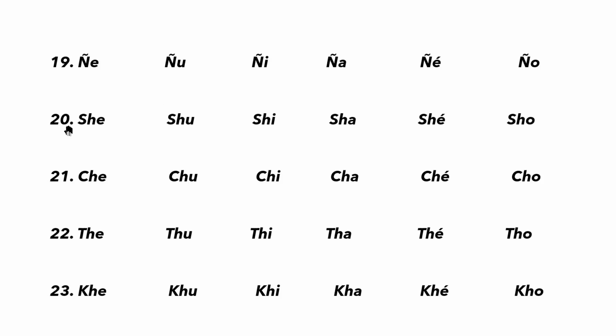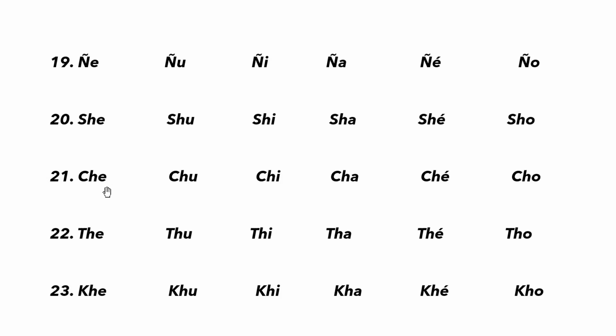And we have 20. Number 20 is she, shu, she, sha, shu, sho. For example, how would we say tea? Bring me tea. Shahi. Shahi nasile. So you would use this one to spell it and pronounce it.